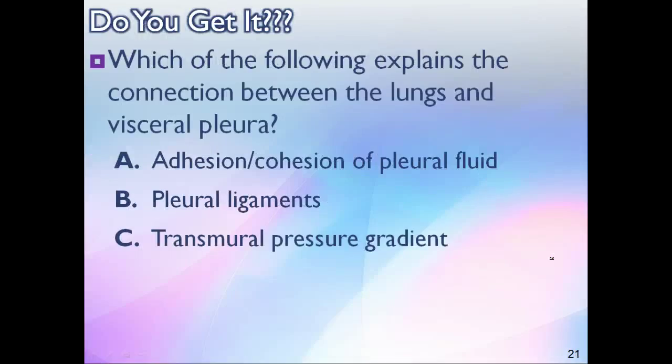So as we finish up this lecture, let's answer a few questions. Which of the following explains the connection between the lungs and visceral pleura? Adhesion, cohesion, pleural ligaments, or transmural pressure gradient. Take a second and think about it. Hopefully what you guys are leaning towards is the transmural pressure gradient. Remember, this is where we have that differential pressure within the pleural cavity compared to the lungs or external environment, creating our connection there.